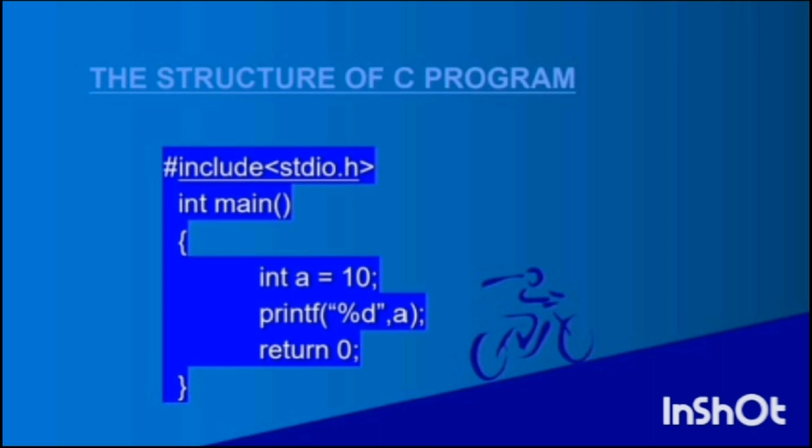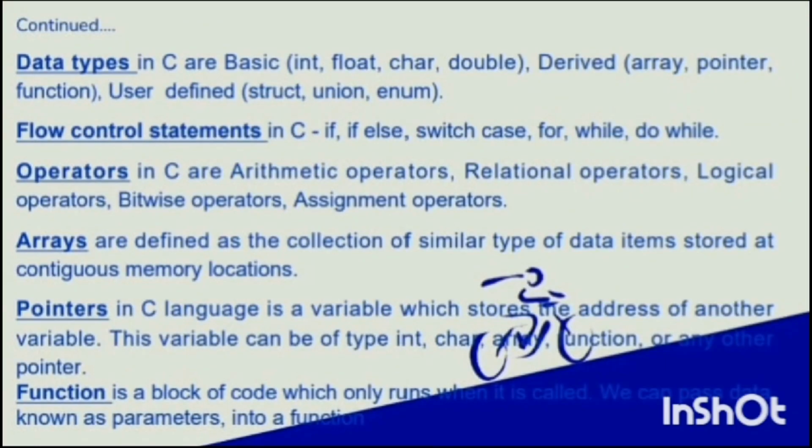stdio.h, and the int main function, and in that we write the body of the program. It's like int a, where int is our data type, a is the variable, and 10 is the value. We assign the variable with 10, and then we print the a value and it will return 0.